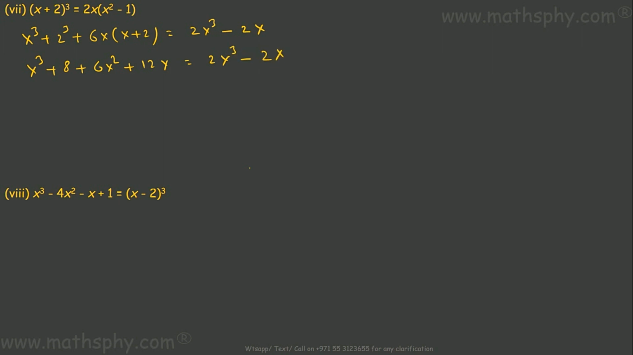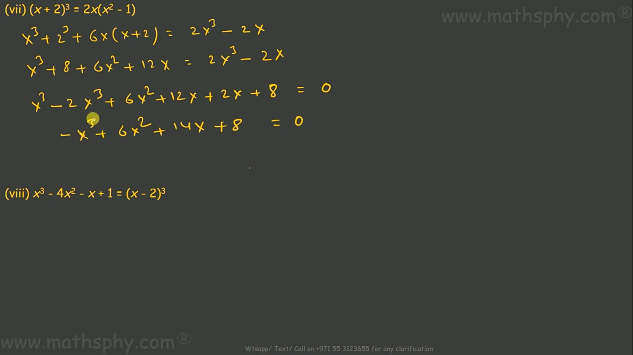So x cube minus 2x cube plus 6x squared plus 12x, this 2x comes this side, plus 2x plus 8 equals 0. So this gives me negative x cube plus 6x squared plus 14x plus 8 equals 0. I have highest degree as 3, and this can never be written into the format of ax squared plus bx plus c. So this is not quadratic.